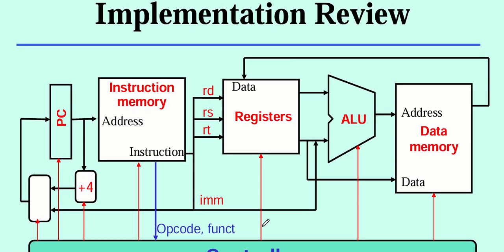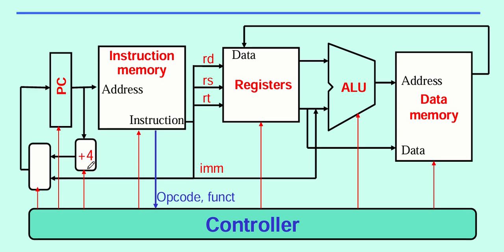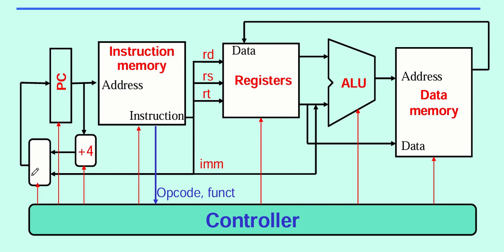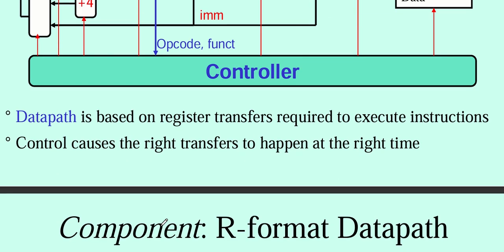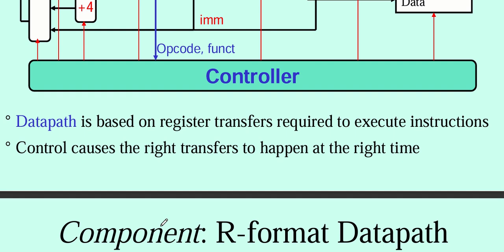Now let's start. This is the general overview of it. Yes, the single data path, right? So you have a program counter, you have an adder to increase it by four. I think you have a control part. You have this one sending signals to the control, but we'll see them in detail. So the data path is based on register transfers to execute instructions. Control causes the right transfers to happen at the right time, right?